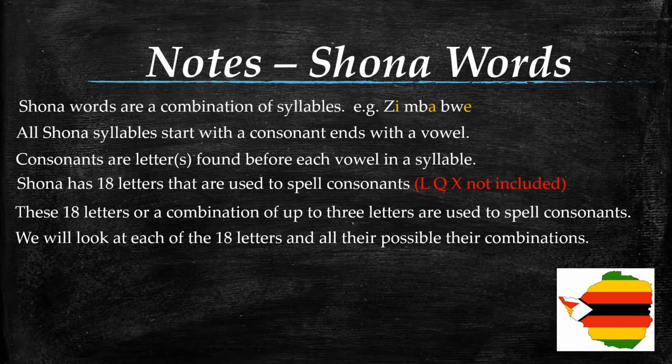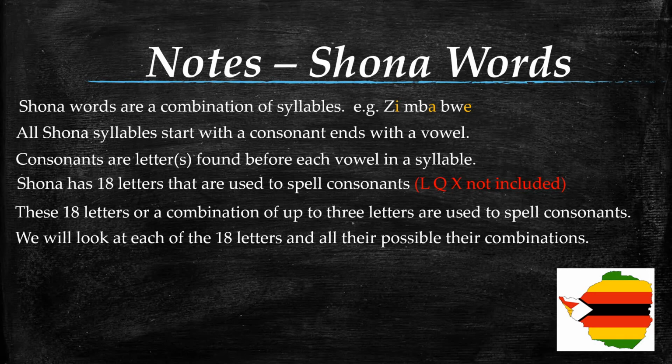Here are some notes on how Shona words are constructed. Shona words are a combination of syllables, just like words in any other language. We have an example there, Zimbabwe, 3 syllables, and all Shona syllables start with consonants and end with a vowel. You can see the vowels there in yellow. And consonants are letters or a letter found before each vowel in a syllable.